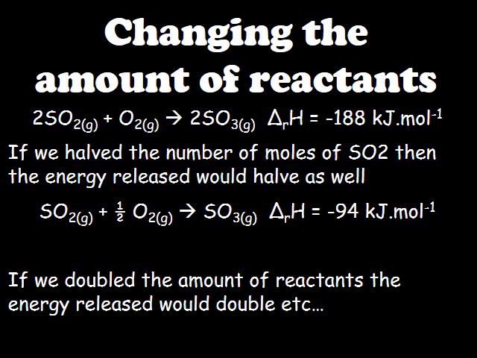So in that case, when sulfur dioxide reacts this time with half a mole of oxygen to give 1 mole of sulfur trioxide, the enthalpy of reaction is this time minus 94 kilojoules per mole, half of what it was previously, because we've reduced the amount of moles by half. Correspondingly, if we double the amount of reactants, then the energy that would be released would double as well. So if you tripled, it would triple, and so forth.